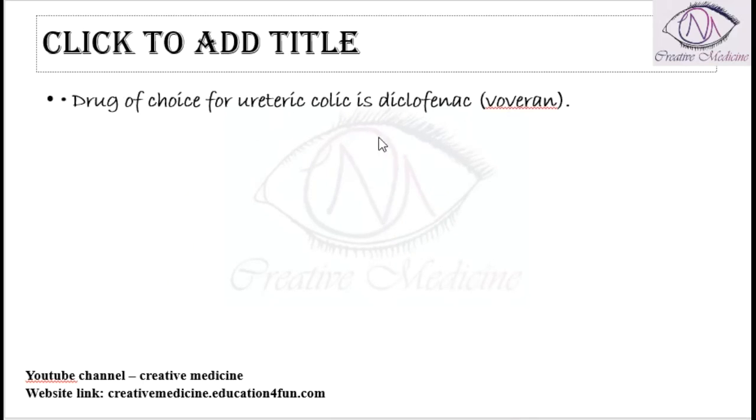The drug of choice for first urinary colic is you can give diclofenac.